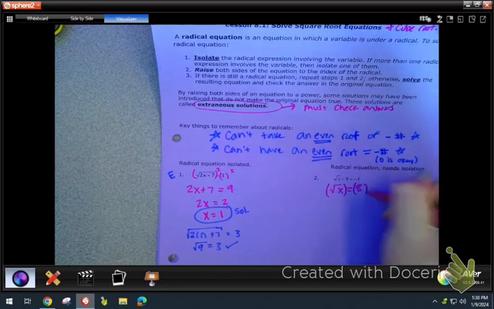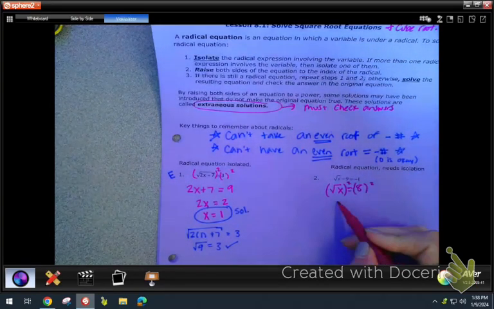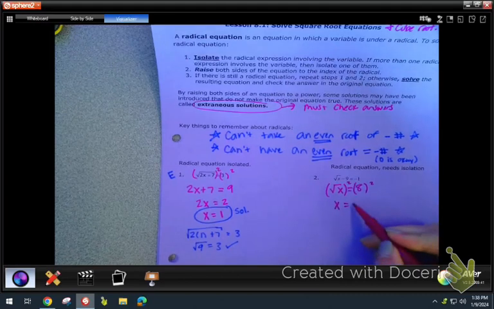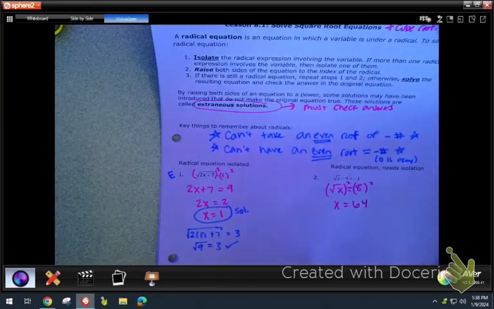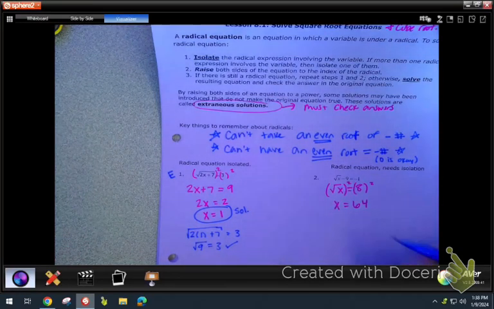Now I square both sides. Square, square. This is going to give me x equals 8 squared, which is 64, and then I'm done. I need to check it, but I'm done solving because there's just x equals. So my solution is x equals 64.